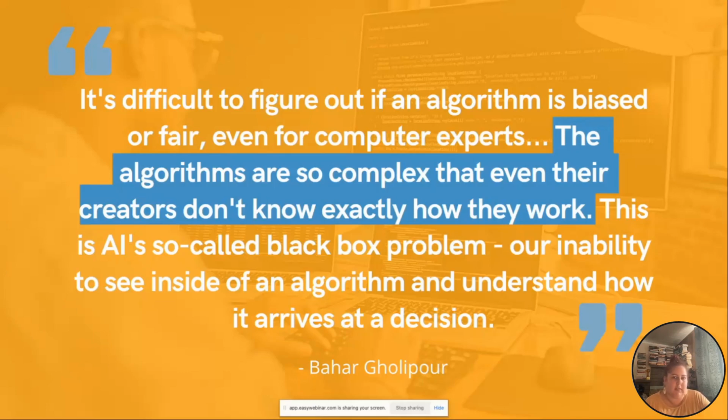And in all social media, they're driven by algorithms, right? So this quote is saying, it's difficult to figure out if an algorithm is biased or fair, even for computer experts. A lot of times they're so complex. There's AI behind it, and there's not a lot of breakdown, and that's intentional. They don't really want people to be figuring them out. They just need them in order to produce the information and content that will make you happy. It's all about clicks and likes, right? It's all about staying on a website longer.